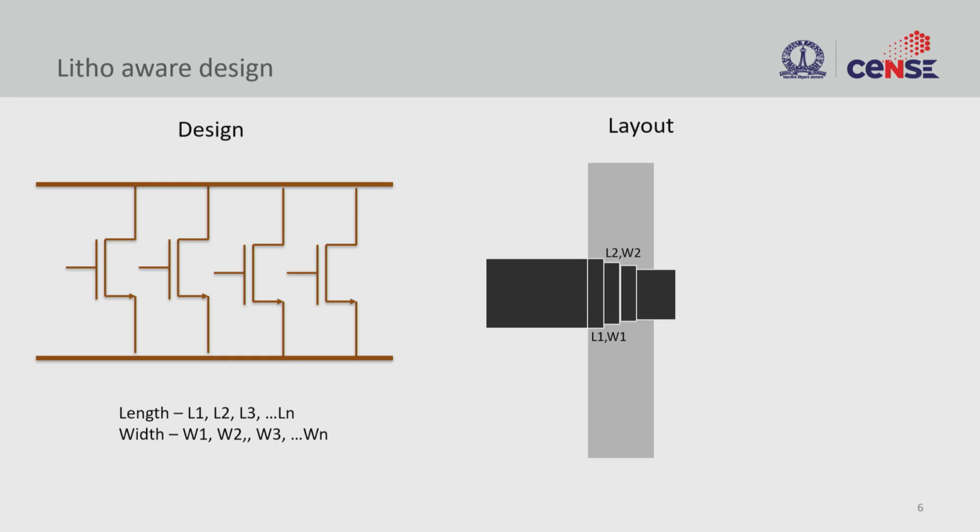So this is just an example of how one can do litho aware design. On the left side is just a stick diagram of the design. On the right side is the layout, right? So I have here 4 transistors with varying length and width, right? So gate length and gate width I'm trying to vary, all right. But then how do we do this in the layout? So here I have the gate, the central channel, and then you are going to have various gate width and gate length, okay. So now this is all defined as a rectangle, right?